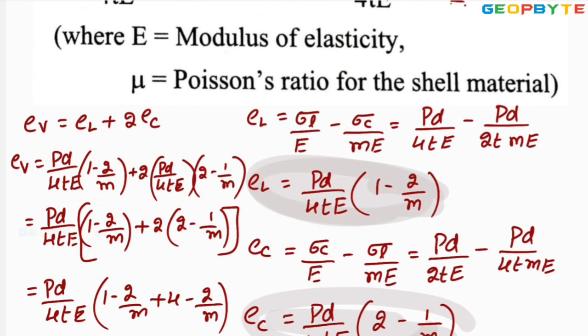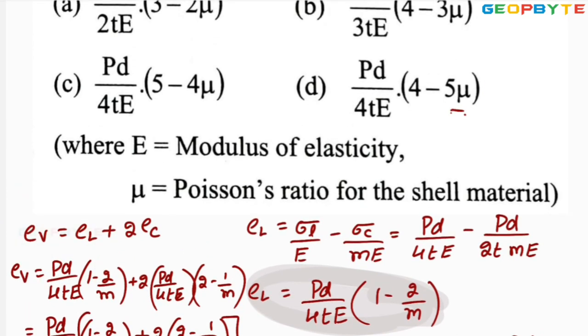Look at the options. PD by 4TE into 5 minus 4 times mu. Option C is absolutely correct. I hope you understood.